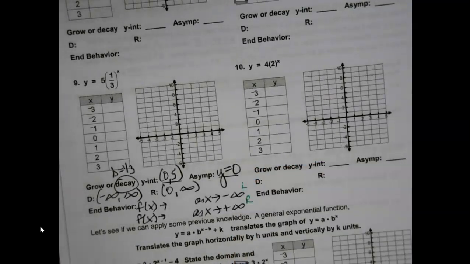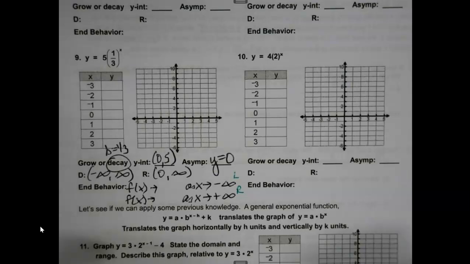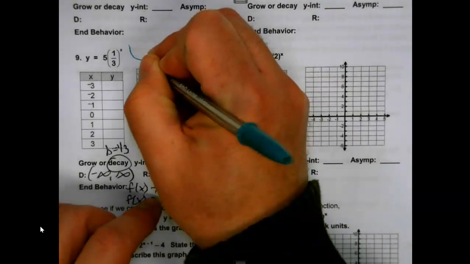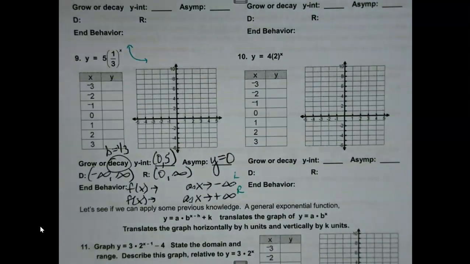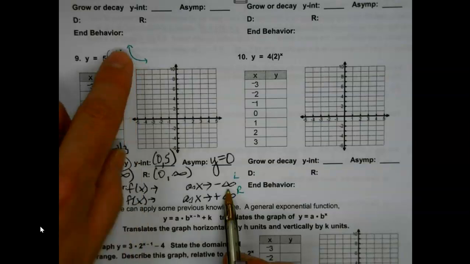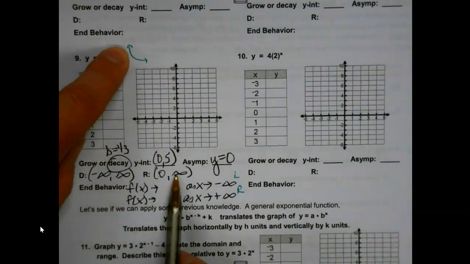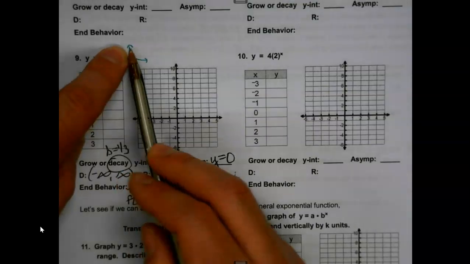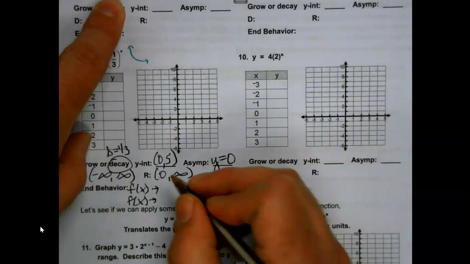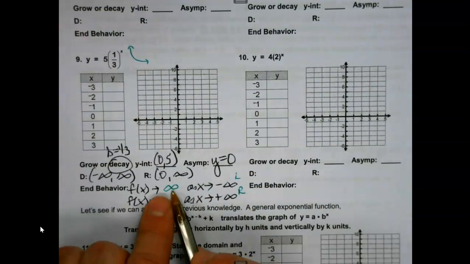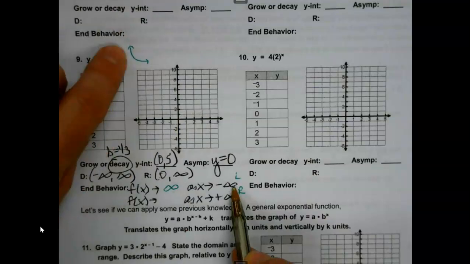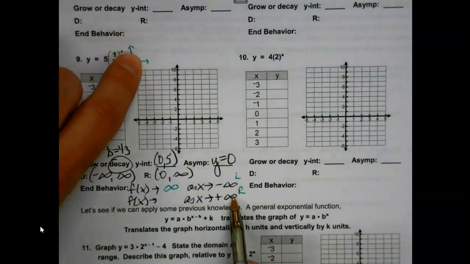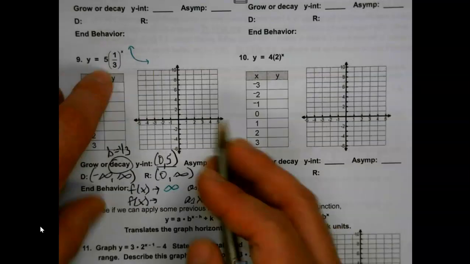Now, this I have to think a little. All I know right now is that this is decay. So I know it looks something like this. That's enough to help me with end behavior. So as we're going to the left, am I heading towards 0 or infinity? Looks like we're going up to the left to me. We're going up to the left. There we go. As we're coming to the right, we're coming down closer to our asymptote.